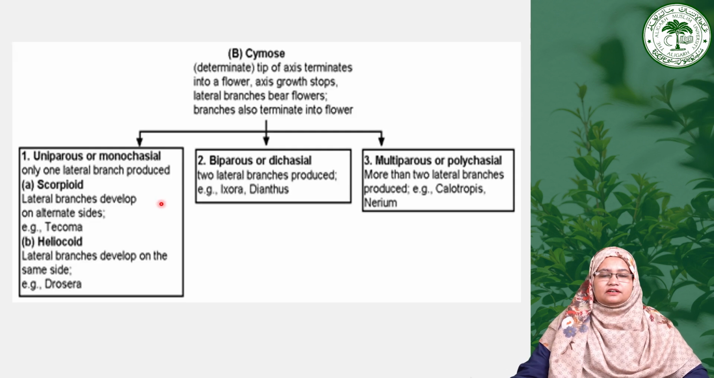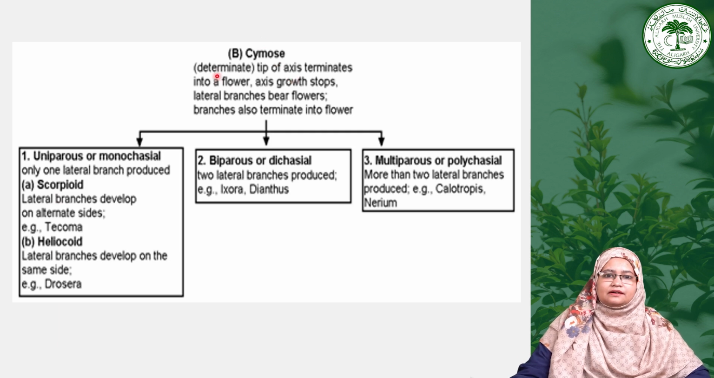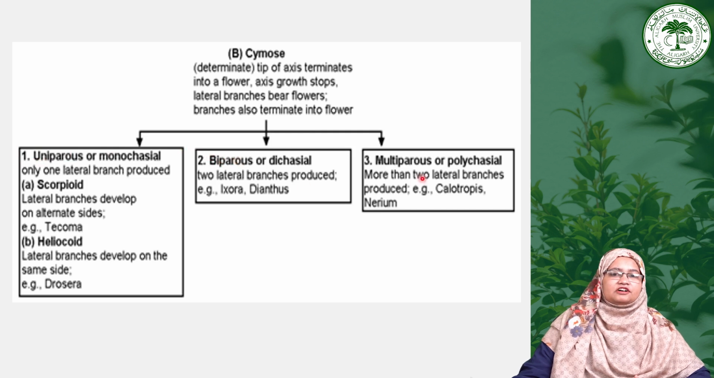So if we see the different types of cymose inflorescence, as I have told you, this is also called the determinate type, because the flower is present at the tip of the axis. Because of that, the axis terminates into a flower, and that's why the growth of the axis is stopped. The lateral branches bear flowers. The branches may bear a single flower in the case of uniparous, may bear two branches, called biparous, or may have multiple branches in the case of multiparous.